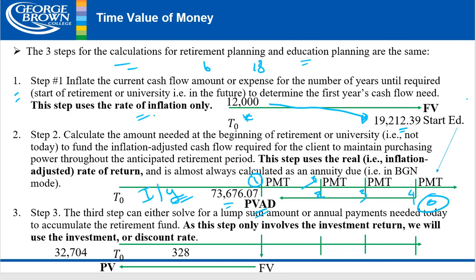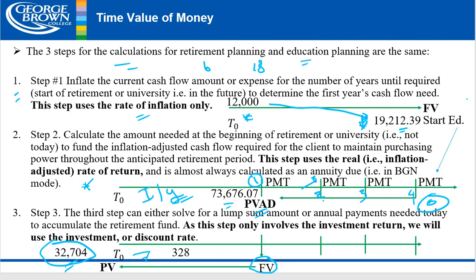Step number 1, we use the inflation rate for a discount rate. Step number 2, we use the inflation adjusted rate. Once we have that amount for step number 2, that becomes our future value for step number 3. So for insurance planning, we said we would need $32,704 today. That's going to earn 7% for 12 years, at which time I'll have $73,676. So I'm going to be able to make my first education payment for my child, $19,212.